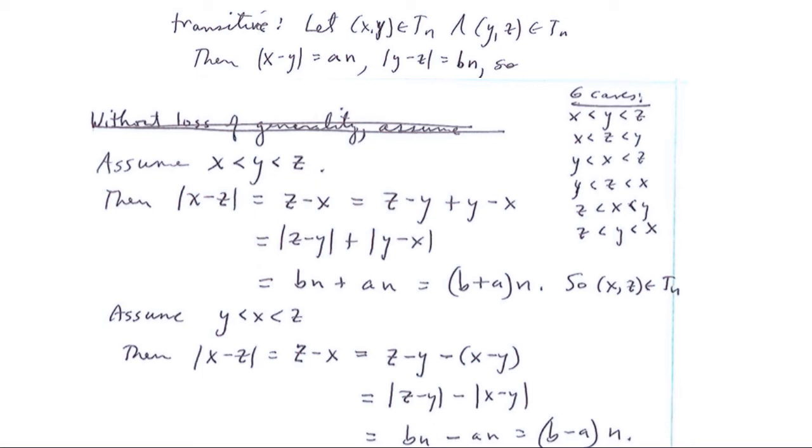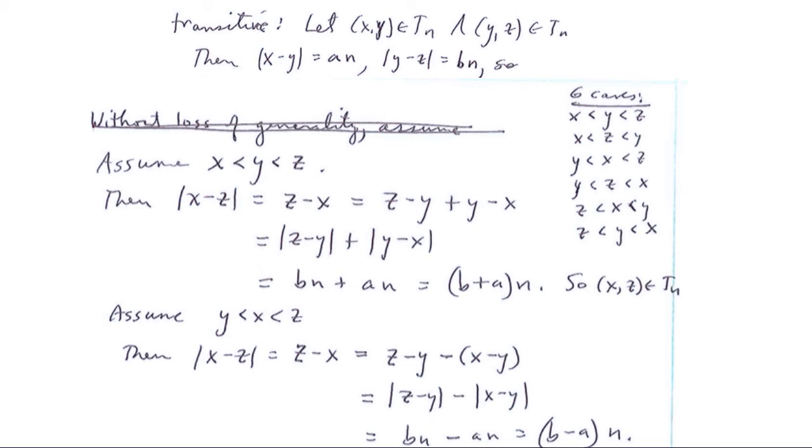And we also know that that's equal to z minus y plus y minus x. And that's equal to the sum of these 2 absolute values, which is the sum of 2 products like this. And I can factor out the a plus b. And so a plus b is also an integer. And so the difference between x and z is an integer multiple of n. So it's also in Tn.